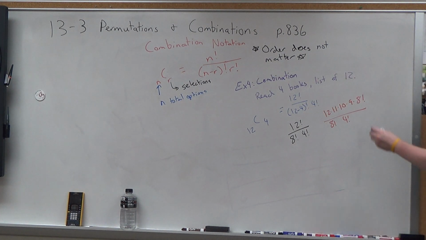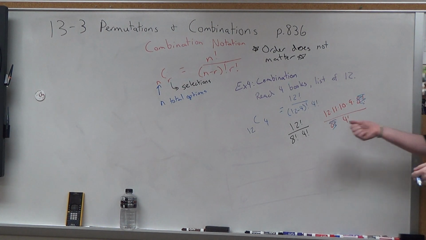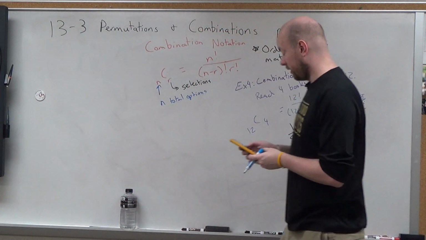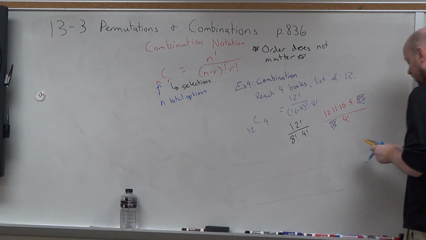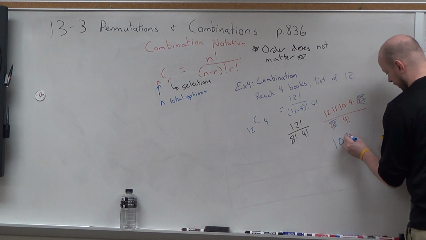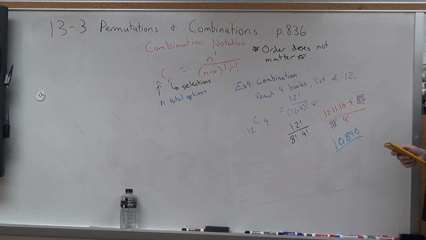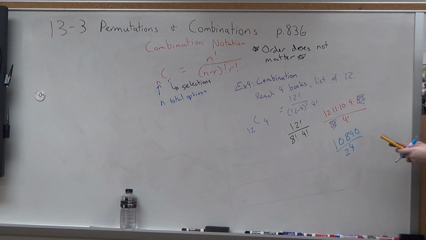Okay, now that I have 8 factorial in both, I can just cancel, and now I get 12 times 11 times 10 times 9, which is way easier than typing out 12 factorial. So let's see, 12 times 11 times 10 times 9, 10,890. And 4 factorial, well let's see, 4 factorial would be what? 4 times 3 times 2 times 1, 24. And then I can just do 10,890 divided by 24.